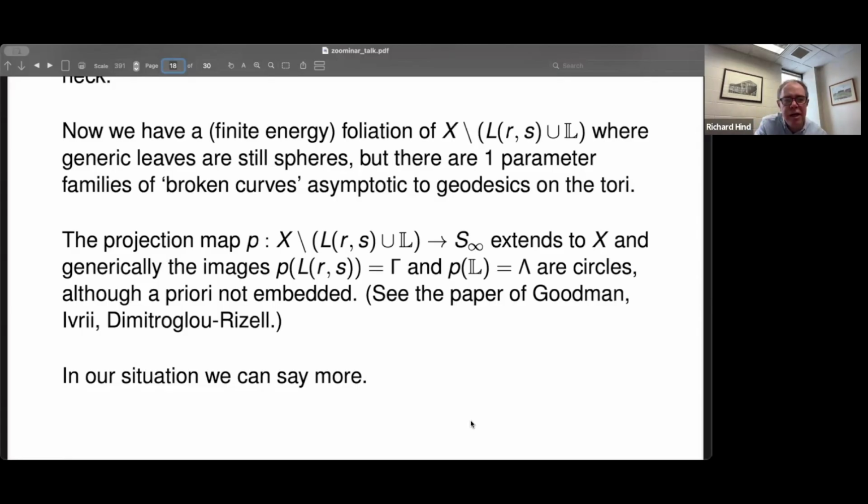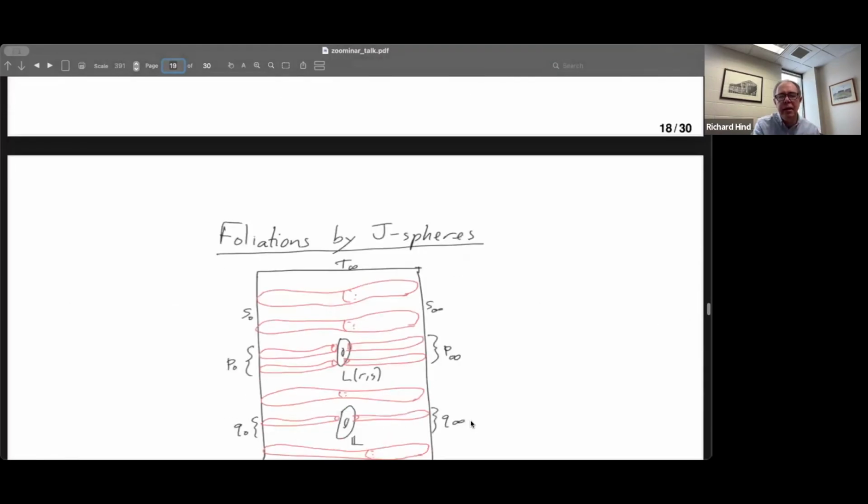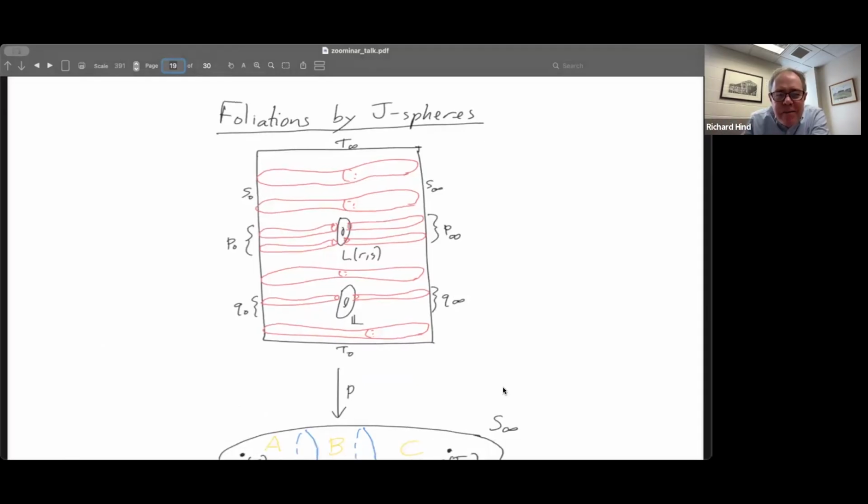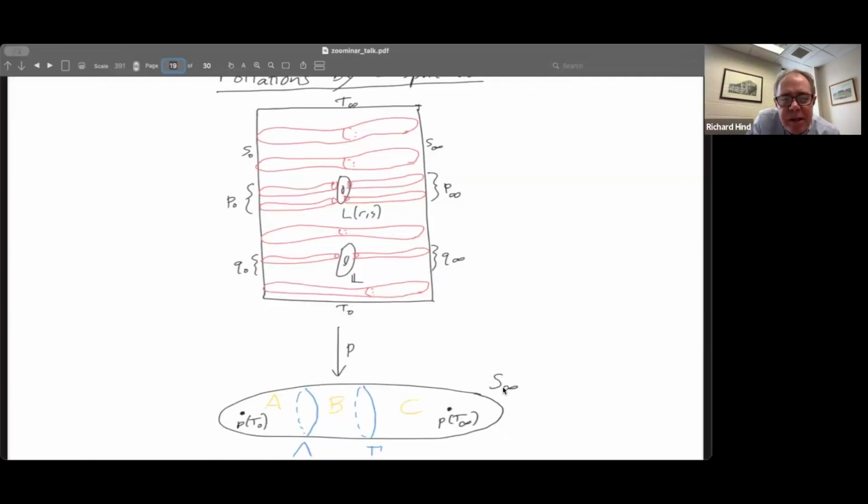So I'm trying to draw. Okay, so I've got a picture. I'm claiming we get something like this. So this is X, this is S2 times S2, same as before. I have the two Lagrangians in there. Then the red sketches, whatever they are, are supposed to represent the leaves of the foliation. So generic ones are closed spheres intersecting S infinity in a single point.